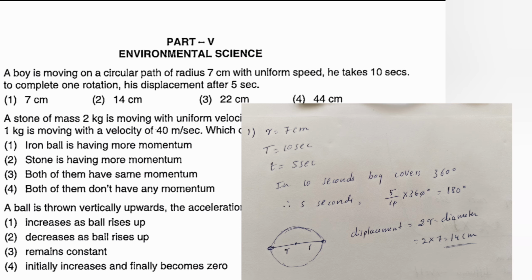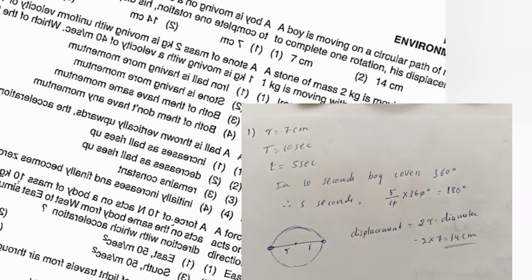So we know that the radius is 7 cm. So the diameter is 2 times the radius. We can calculate it as 2 into 7, that is 14 cm.